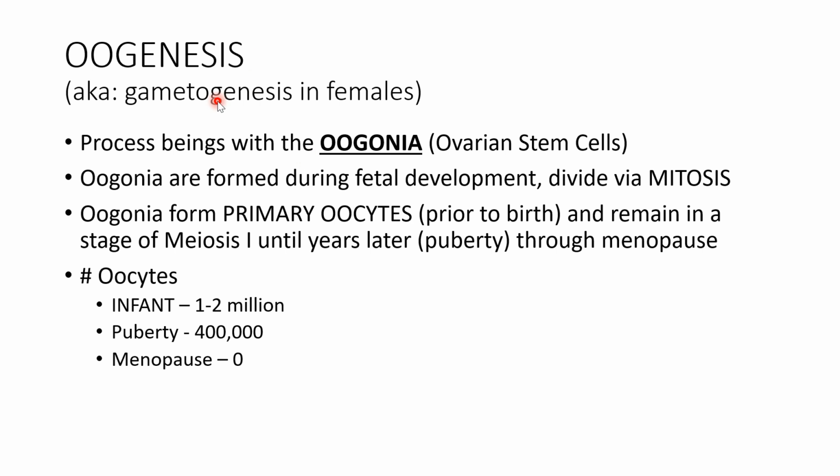Okay, so oogenesis, gametogenesis in females, begins with the ovarian stem cell. They're formed during fetal development and divide through mitosis, so again, you're getting genetically identical cells. Oogonia form those primary oocytes prior to birth and remain in this stage of meiosis 1 until puberty through menopause. They're in an arrested state of development. They just stall right there. An infant is going to have about 1 to 2 million oocytes. By the time they reach puberty, only about 400,000, and then at menopause, 0.